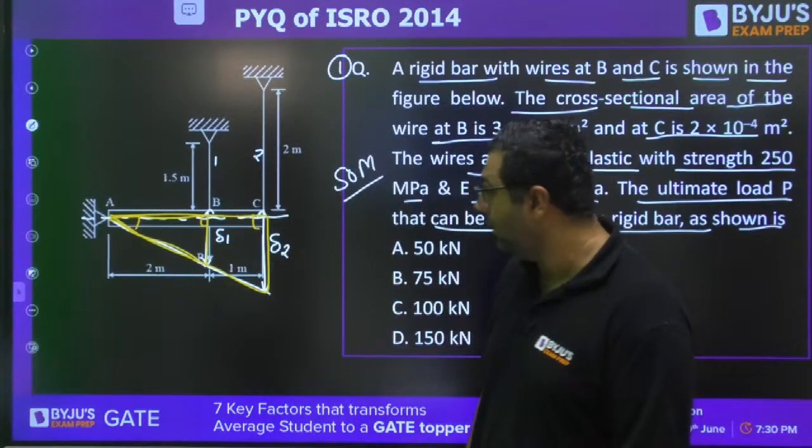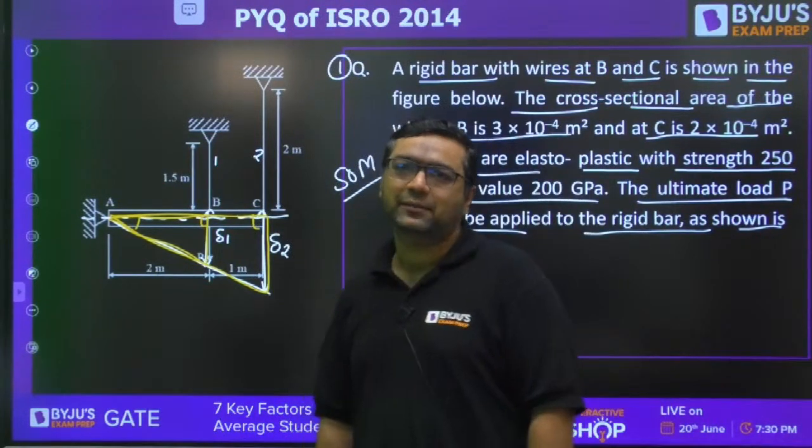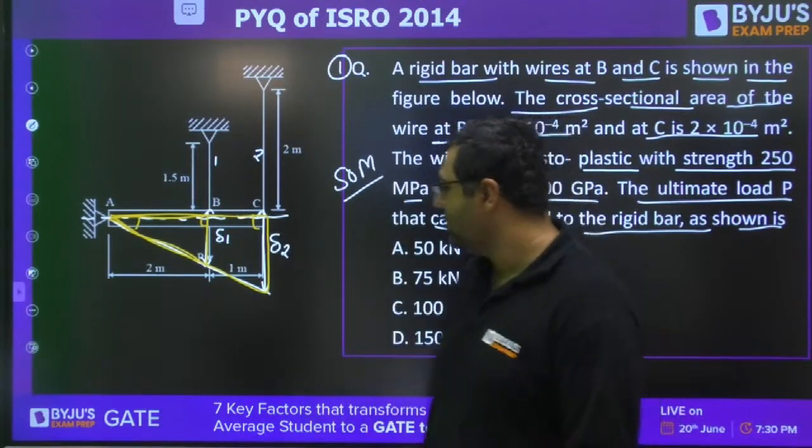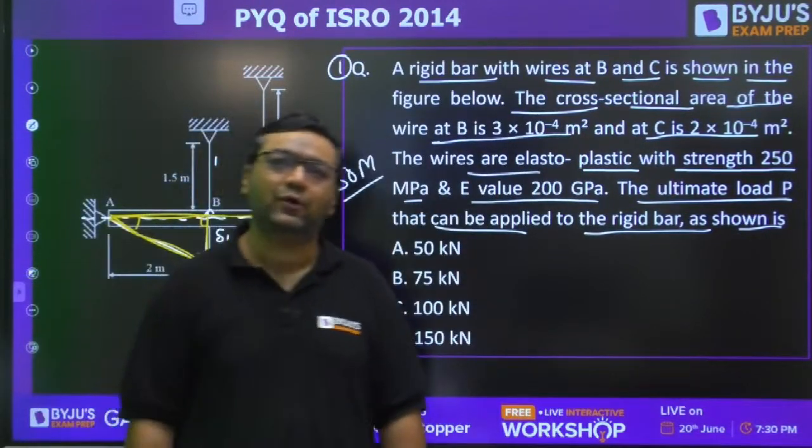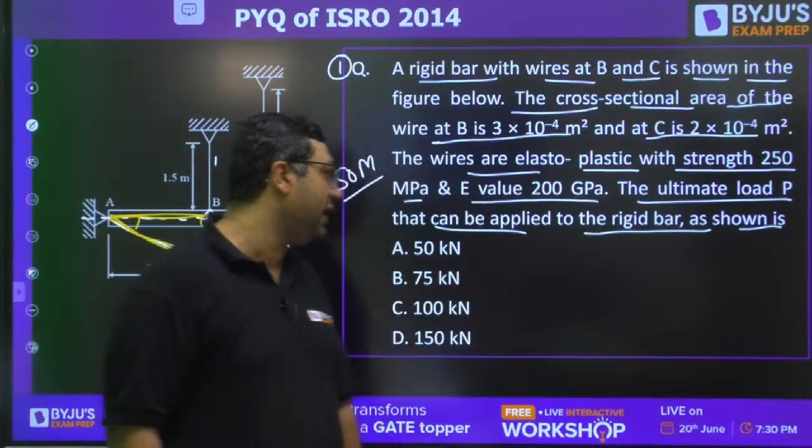Good morning. So angle similarity is working here. This is the ISRO 2014 paper. We are going to solve it completely, be there till the last.